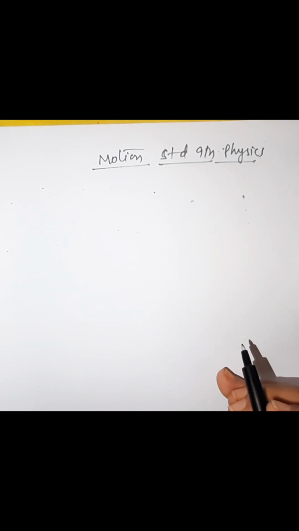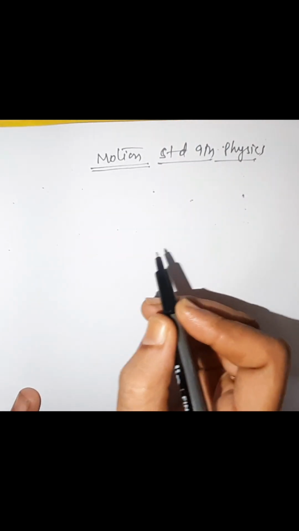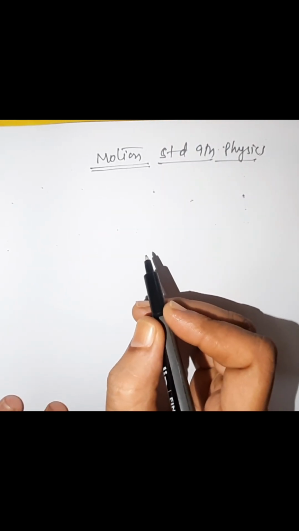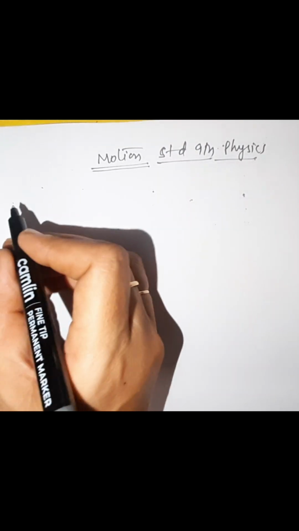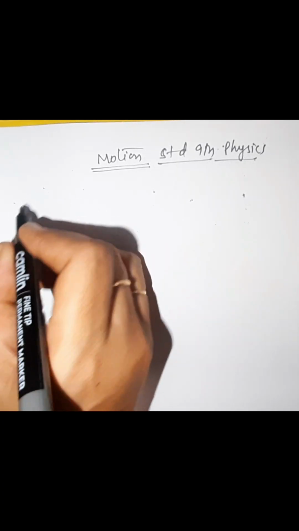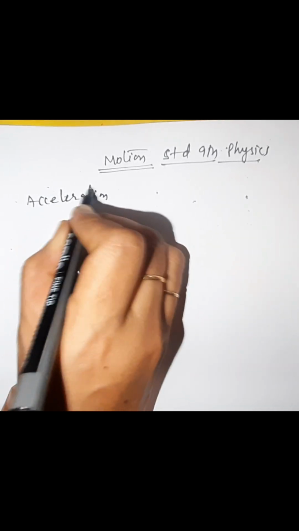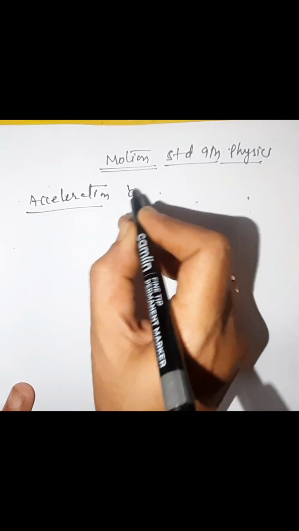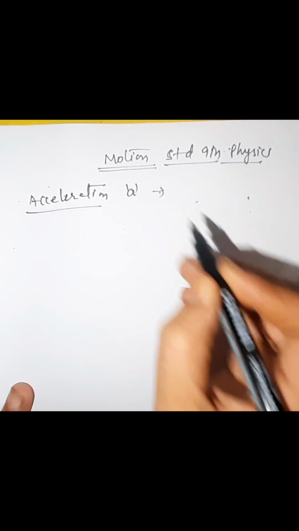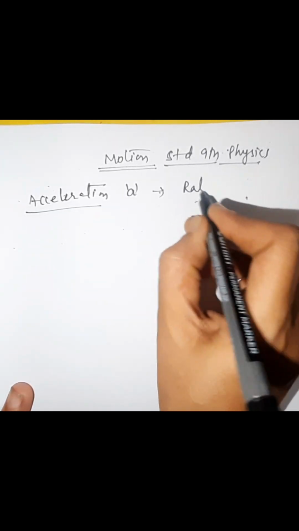So this is one of the important chapters of 9th standard, motion. In this chapter, a few terms are important for numericals. The first one which we use in numericals is acceleration. Acceleration is represented by small a. Acceleration is defined as rate of change of velocity.